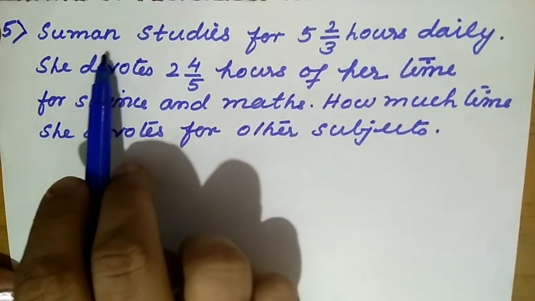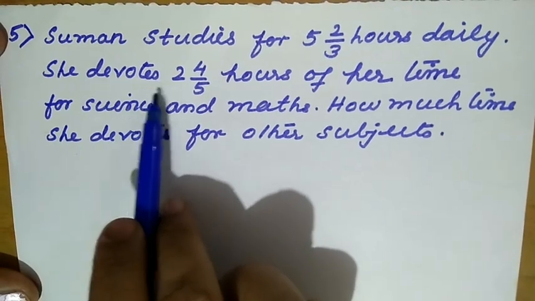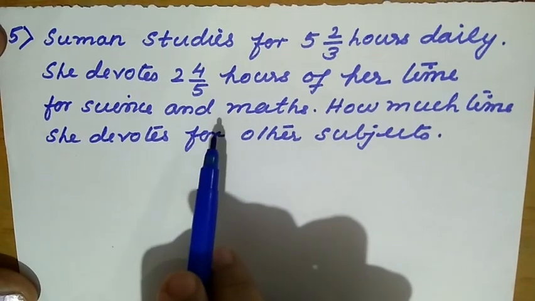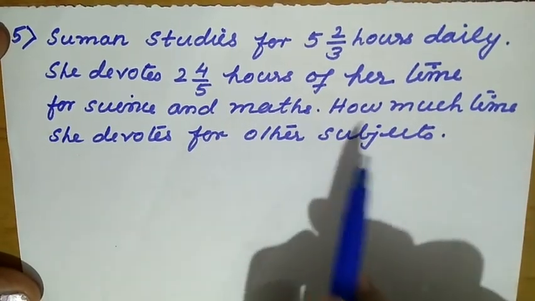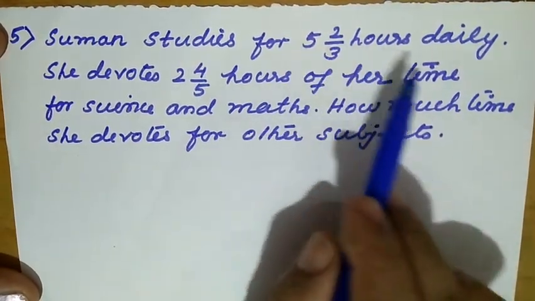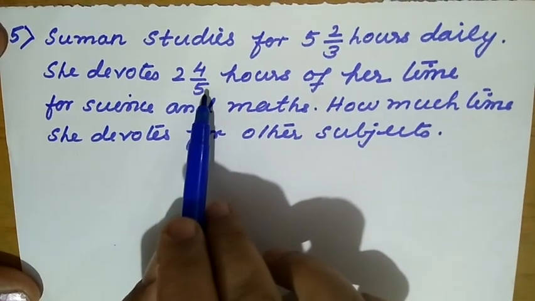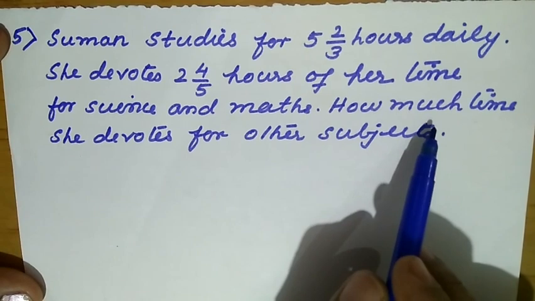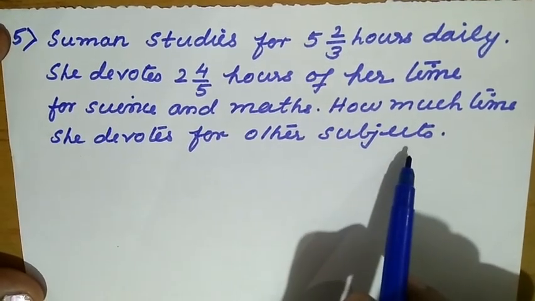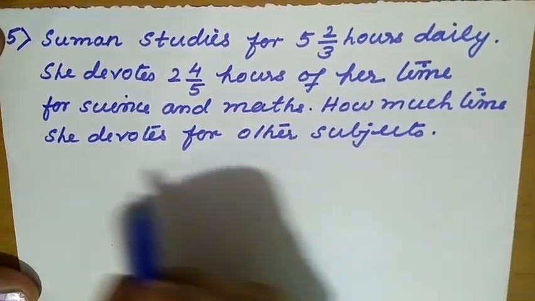Next question. Suman studies for 5 integer 2/3 hours daily. She devotes 2 integer 4/5 hours of her time for science and maths. How much time does she devote for other subjects? What is given in the question? Total study hour is given, and from that she devotes 2 integer 4/5 for science and maths. The question asks what is the time she is giving for other subjects. Since it is a word problem, we have to write in words only.